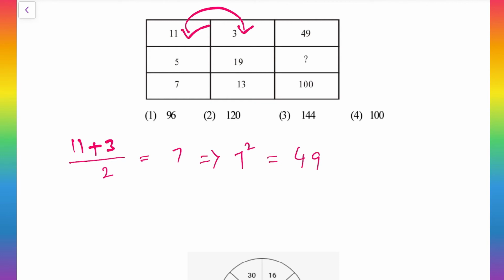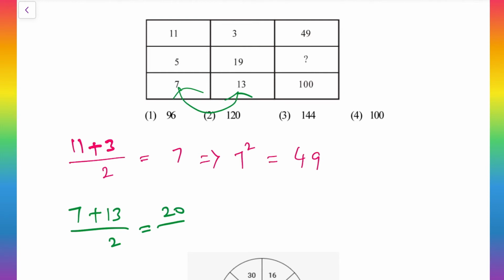Okay, let us check the same for the third row also. Is it applicable or not? So if we look at the third row, we have 7 and 3. So add those two numbers, 7 plus 3, divide it by 2. 7 plus 3 is 20, 20 by 2 is 10. So for this number 10, we need to do squaring. 10 square, 100. So yes, that is correct.